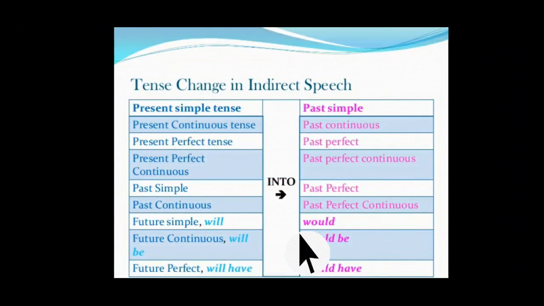And then the most important tense table chart: present simple is changed into past simple, present continuous is changed into past continuous, present perfect tense is changed into past perfect, present perfect continuous is changed into past perfect continuous, and then past simple remains past simple, past perfect remains past perfect, past continuous is changed into past perfect continuous, and will in future simple is changed into would, and will be in future continuous is changed into would be, and future perfect will have is changed into would have.